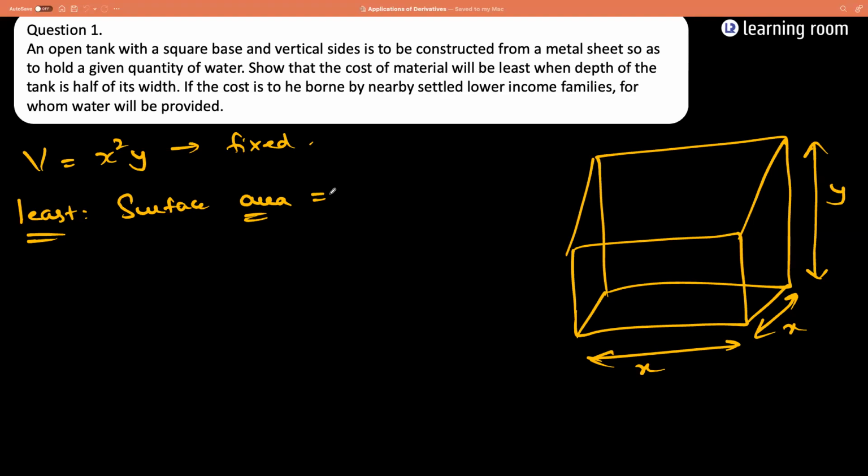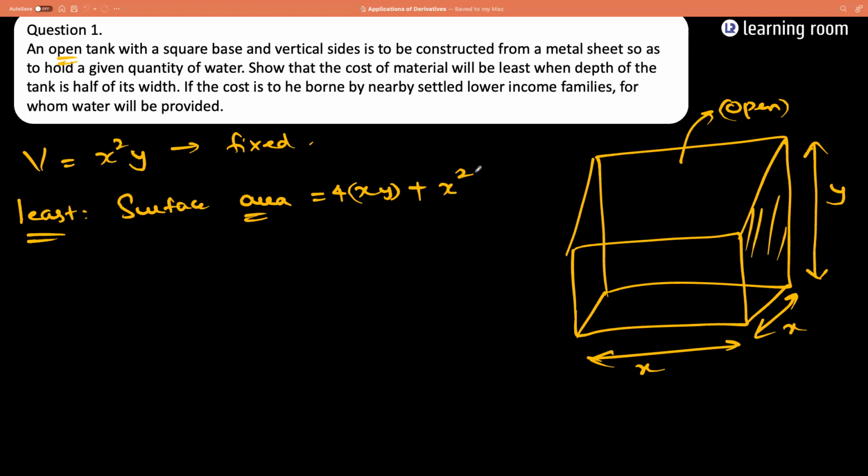Right? So here, remember, it is taking the shape of a cuboid where the upper part is open. It is an open tank. That is what they've given. So what is going to be the total surface area of this? xy is going to be the area of each rectangle. So like that, how many rectangles are there? 4. Am I right? Plus, what is the base area? It is going to be x square.